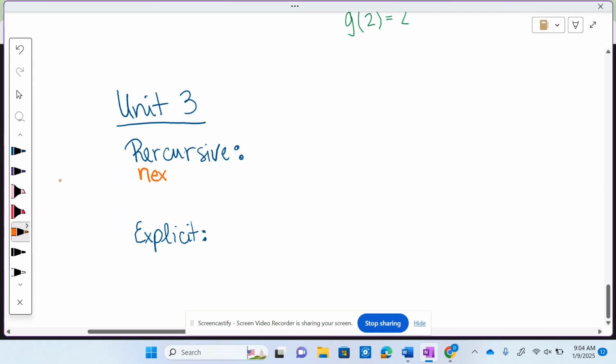It's on your sequences. When do you use the recursive formula? When you want to find the next term. When do you use the explicit formula? When you want to find the nth term. What is the equation to the recursive formula?